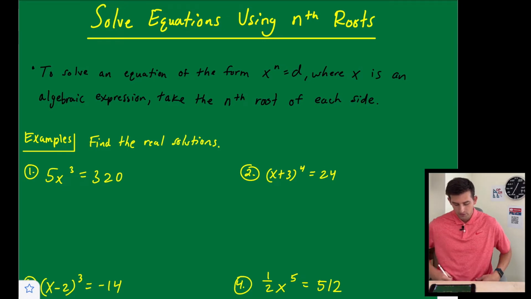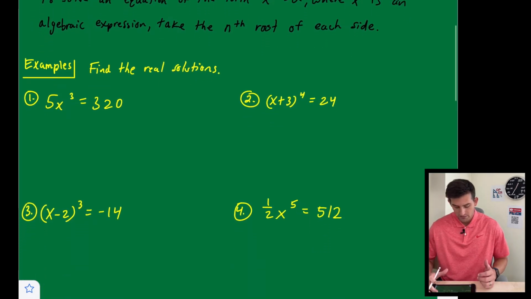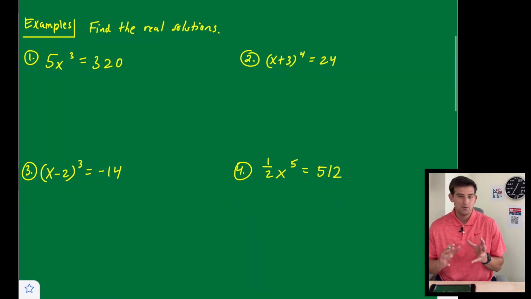To solve an equation of the form x to the n equals d, where x is an algebraic expression, we're going to take the nth root of each side of the equation. We have 4 examples in this video, and essentially we're going to isolate our variable. We're trying to isolate x. So we might need to undo some addition or subtraction and also undo squaring or cubing, or raising a number to a certain power, by taking that nth root. So let's jump right in.